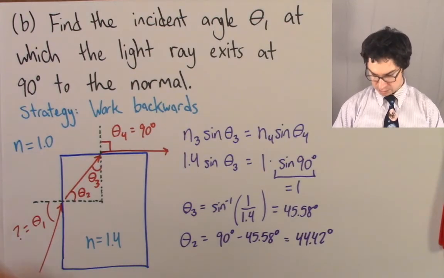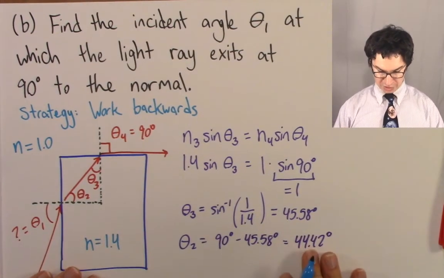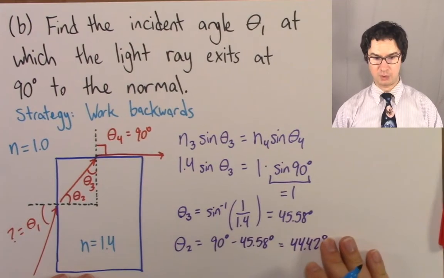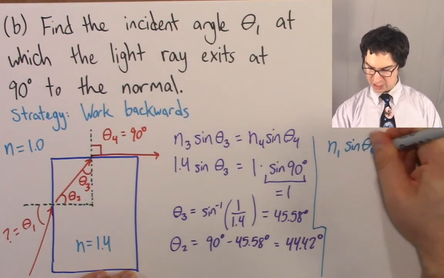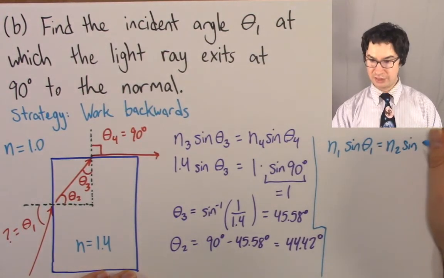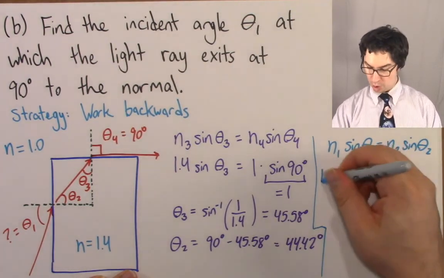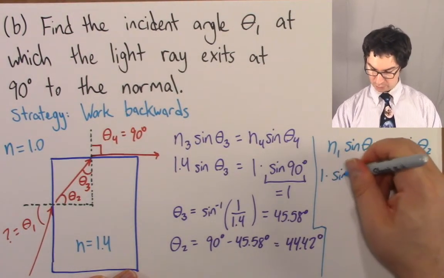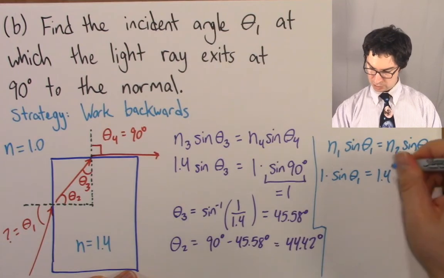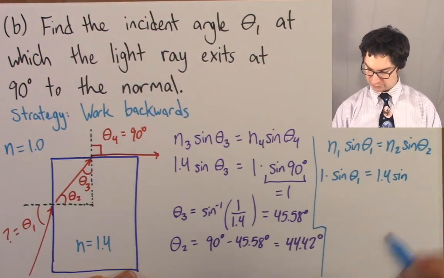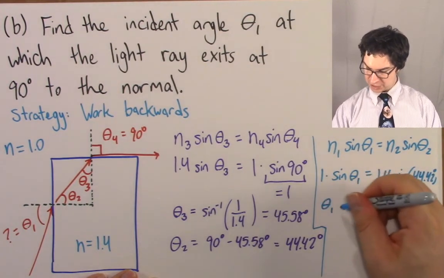And all that's remaining is to try to solve for this theta 1. So we're going to apply Snell's law one more time. We're going to say, okay, n1 sine theta 1 equals n2 sine theta 2. n1, the index of refraction associated with theta 1, is going to be 1 times sine theta 1, well, that's what we're solving for, is equal to the index of refraction associated with theta 2, which is 1.4, times sine of theta 2. Well, we just found theta 2 is 44.42 degrees.